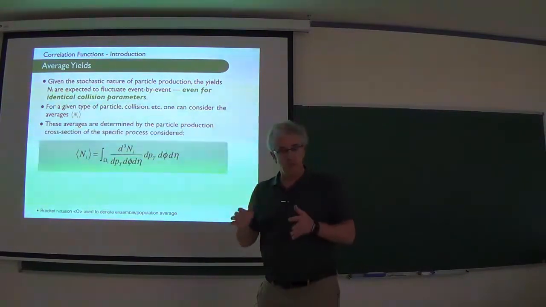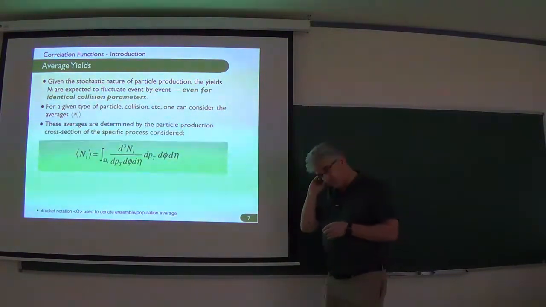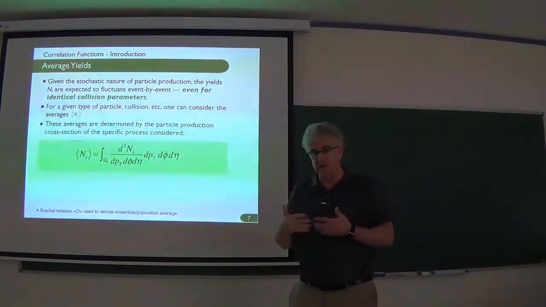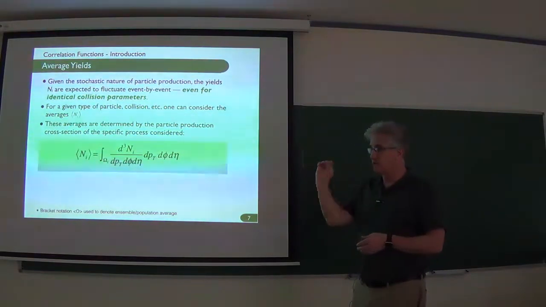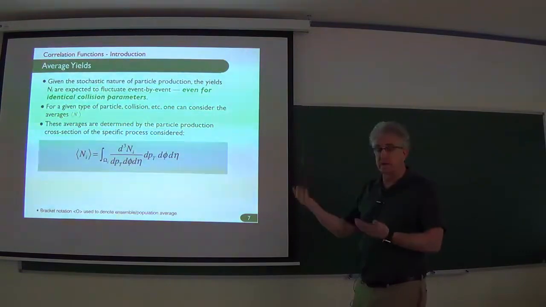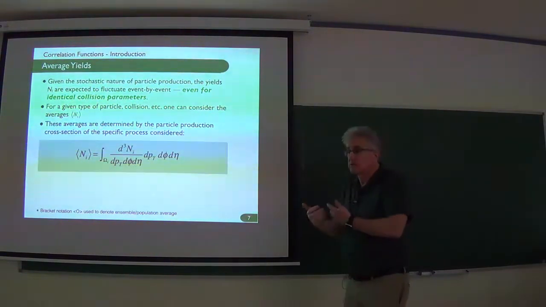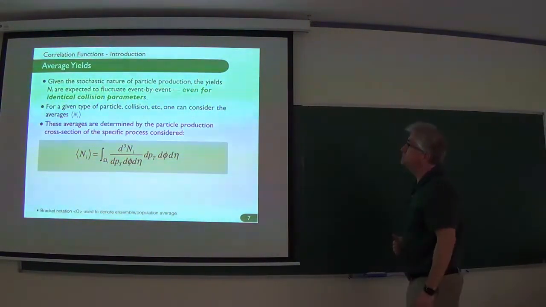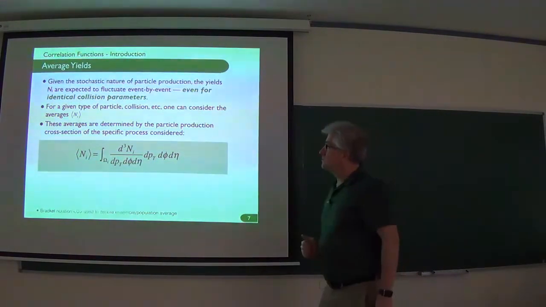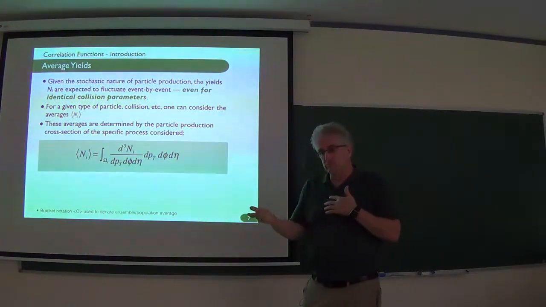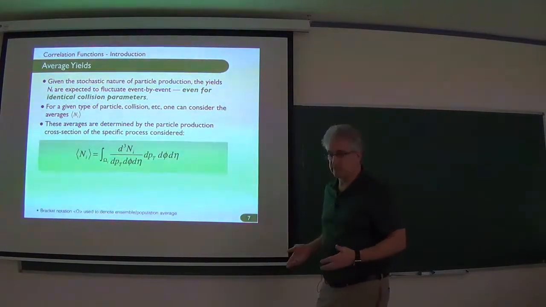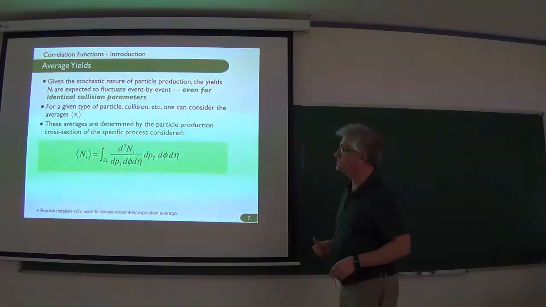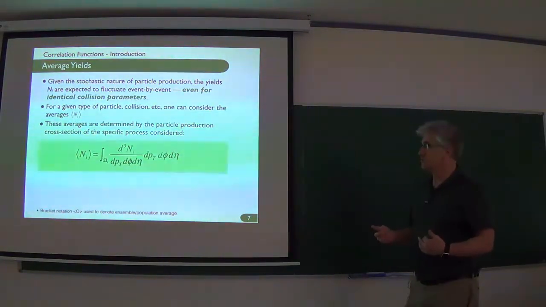Now, given that we're dealing with collisions, nuclear collisions are intrinsically stochastic phenomena. It's like radioactive decay. If you look at the same point in space, you will see the number of particles fluctuating one collision after the other, because that's the very nature of what these things are. And so discussing anything event by event is essentially very difficult or impossible. So we're going to be dealing with averages.